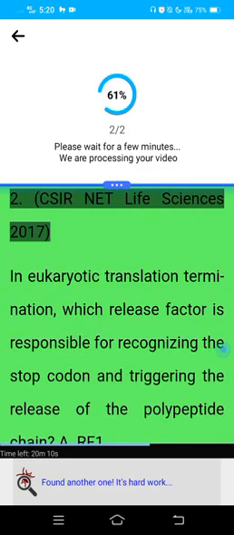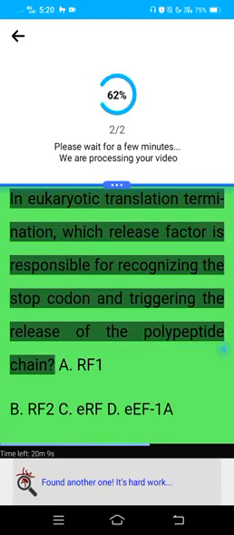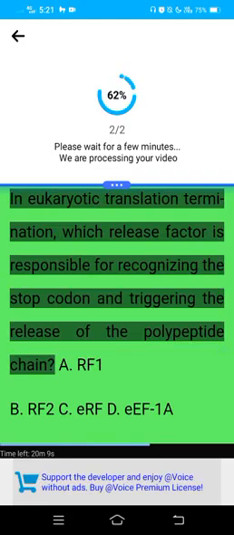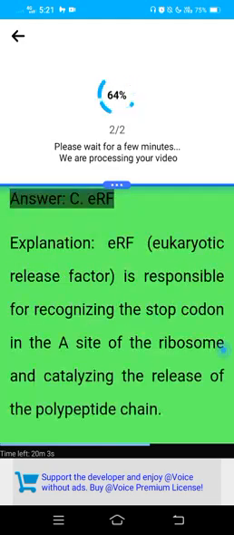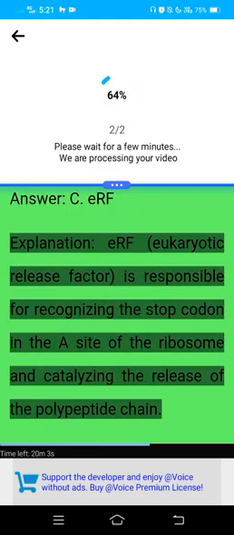2. CSIR NET Life Sciences 2017. In eukaryotic translation termination, which release factor is responsible for recognizing the stop codon and triggering the release of the polypeptide chain? A. RF1. B. RF2. C. eRF1. Answer: C. eRF1. Explanation. eRF1, the eukaryotic release factor, is responsible for recognizing the stop codon in the A site of the ribosome and catalyzing the release of the polypeptide chain.